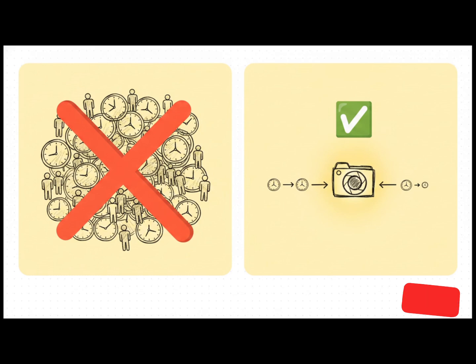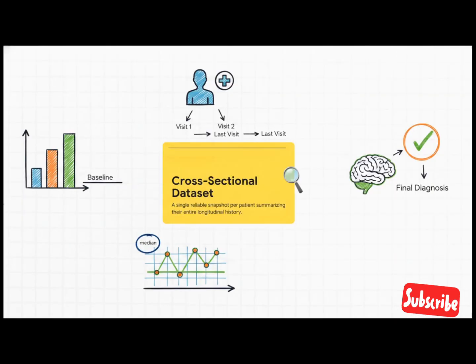We do this by collapsing a patient's entire history into a single, highly reliable snapshot. So, how exactly do we build that snapshot? Well, for fixed demographics, we simply grab the baseline value recorded at their very first visit. For continuous numerical variables, like cognitive test scores or MRI volumes, we calculate the median across all of their visits. Using the median is a great trick because it provides incredible inherent resistance to clinical outliers.